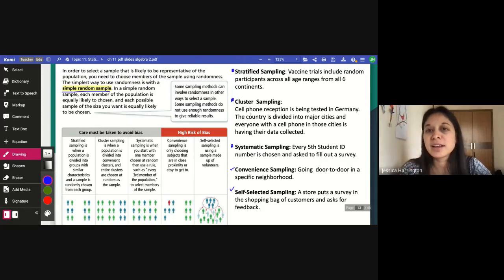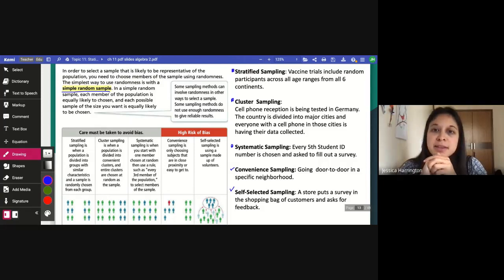If I were to take cluster sampling and apply it to this first example, I'd have my groups broken up by continent, and then I would just choose 2 continents, Asia and Africa. And those are the only continents I'm going to test. But then I would have to test everybody in those 2 continents, right? So that's the difference between cluster and stratified.